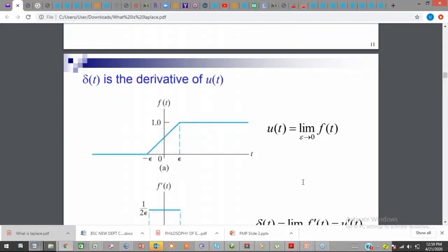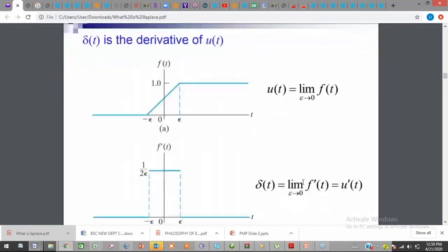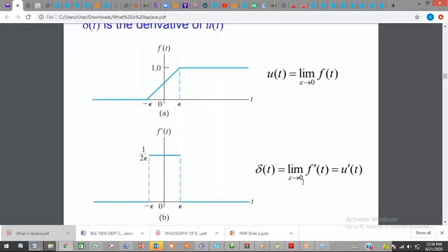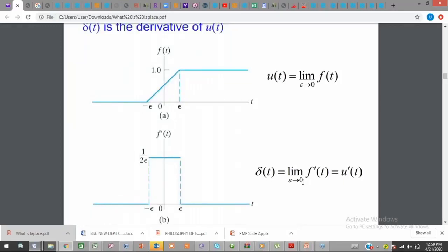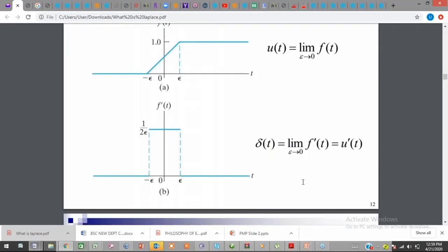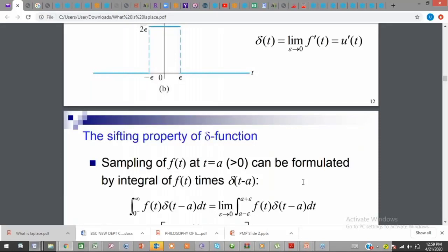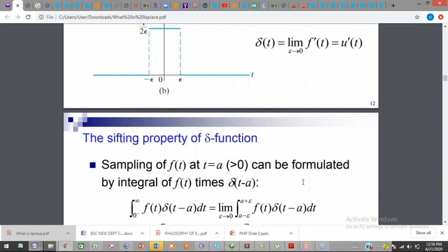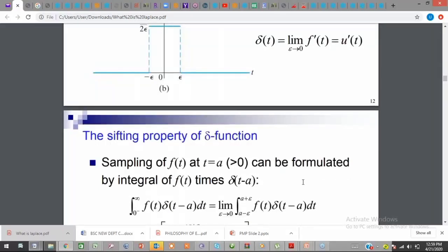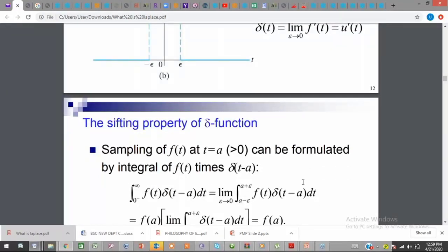And gradually, this might look strange to you, but just try to follow up. We're going to do a real life example shortly. The sampling of f of t at t is equal to a, that is greater than 0, can be formulated by the integral of f of t times delta of t minus a. Now, if you check your screen very well, you see the integral from minus 0 to infinity of f of t, delta of t minus a, multiplied by change in time dt, which will give us the limit.